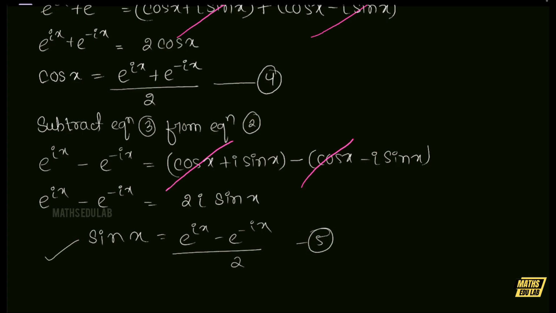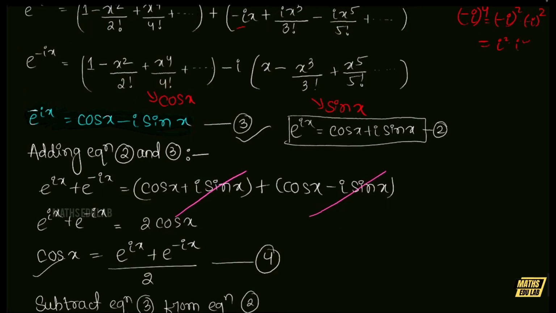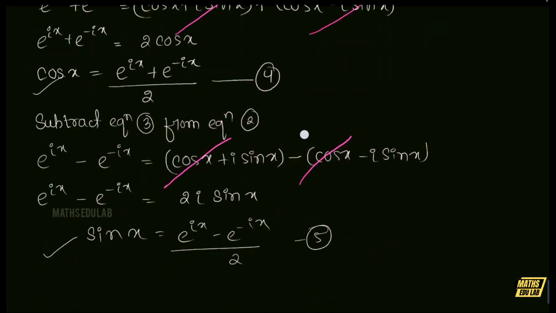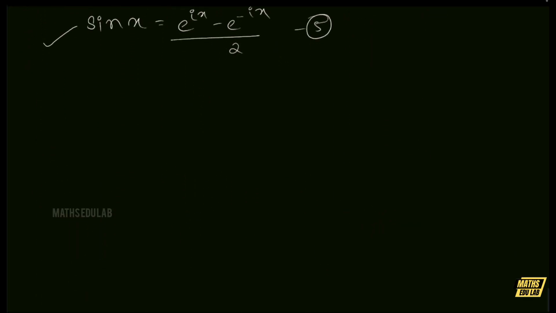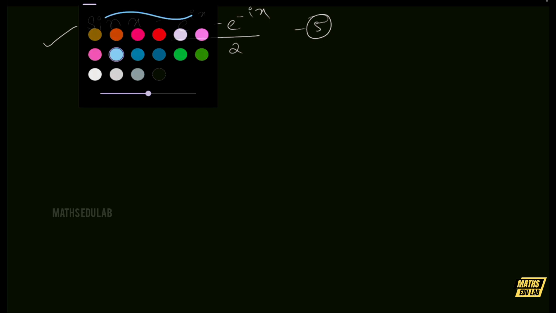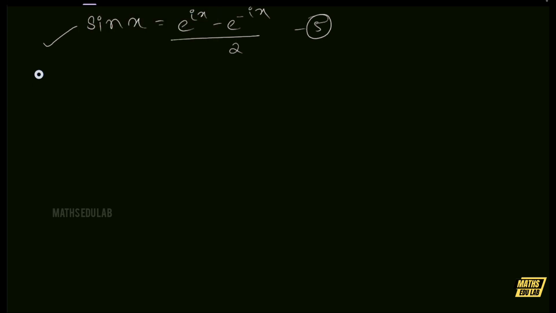As we have got sin x and cos x, and also the value for e to the power of minus ix, here I have written it, but the actual one was e to the power of ix is equal to cos x plus i sin x. So this is what we got here. There are some more identities which we have to study. Let me write them as results.